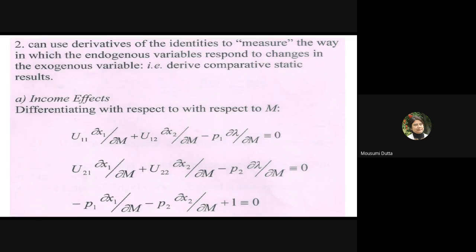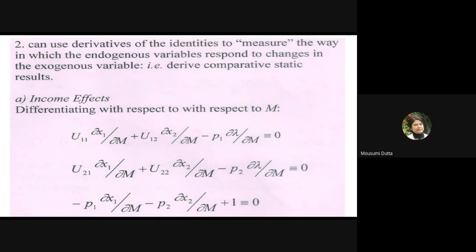Second step, we can use derivatives of identities to measure the way in which endogenous variables respond to changes in the exogenous variables. That is, derive comparative static results. Comparative static results means we can take the derivatives with respect to change in M, we can take the derivatives with respect to change in P1, we can take the derivatives with respect to change in P2, and can finally derive the Slutsky equation. So let's first talk about income effect.